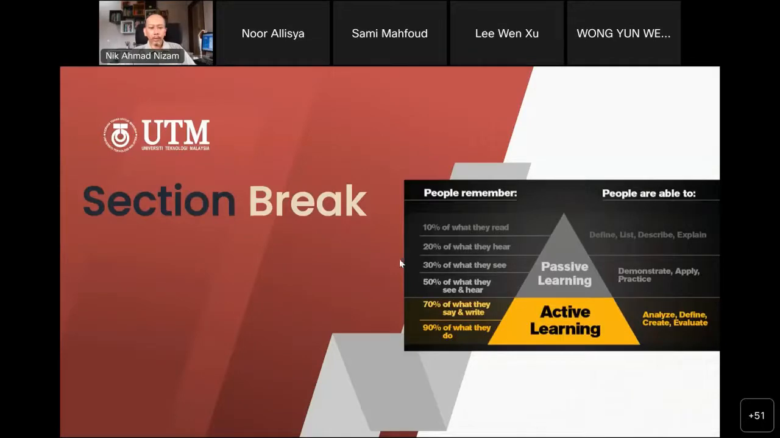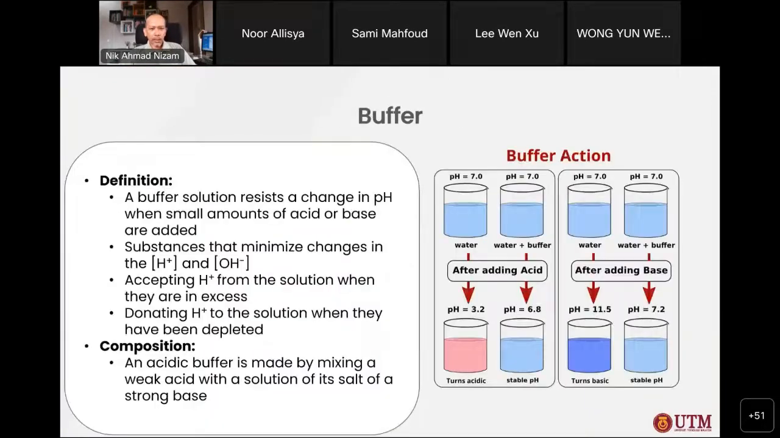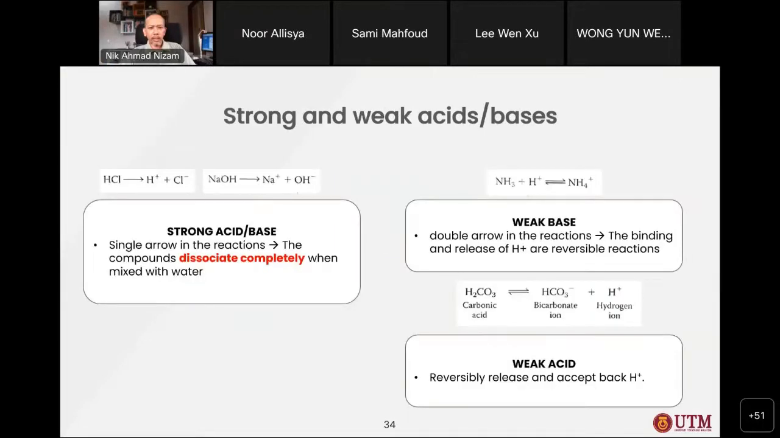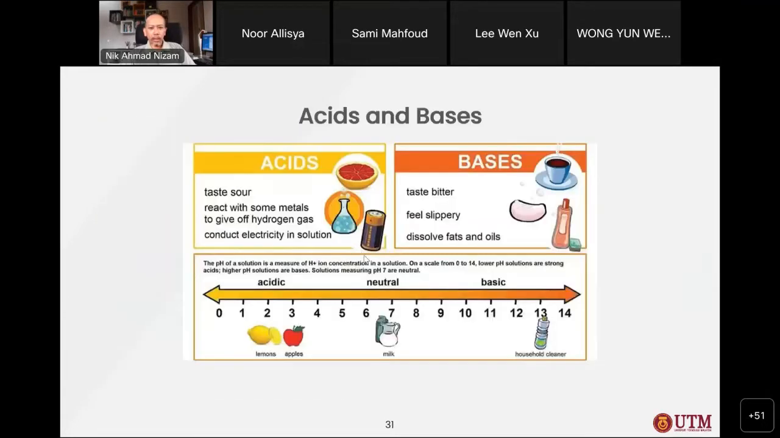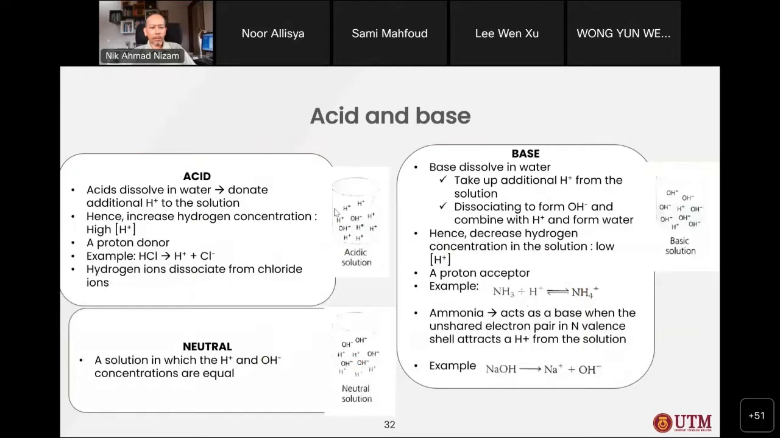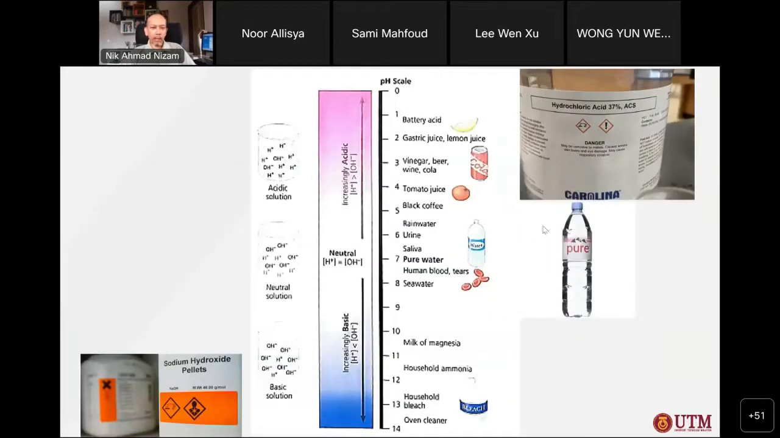Okay, so we go to the section break. Hopefully you understand what pH is. You learned about pH, starting from the self-ionization of water. The pH scale goes from 0 to 14. There is acidic, neutral, and basic. Acid is a pH below 7. Base is a pH more than 7. In an acid there is a lot of H plus, and in a base there is a higher amount of OH minus. And you can see there is strong acid, strong base, weak acid, and also weak base.